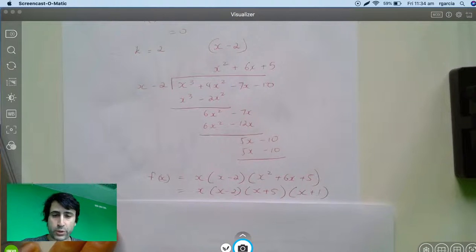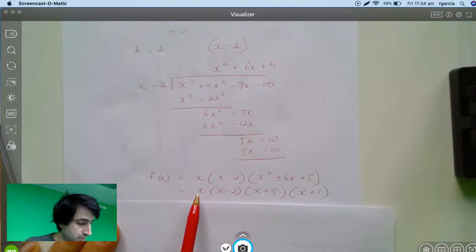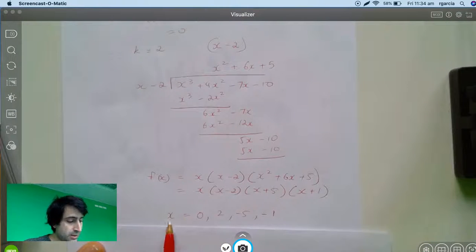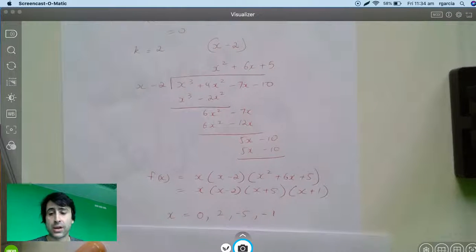So if I'm going to find the roots of this equation, I'm just going to use the null factor law to figure out what the roots are: x equals 0, x equals positive 2, -5, and -1. So this is just a big mashup of everything we've done so far. I hope it helps.